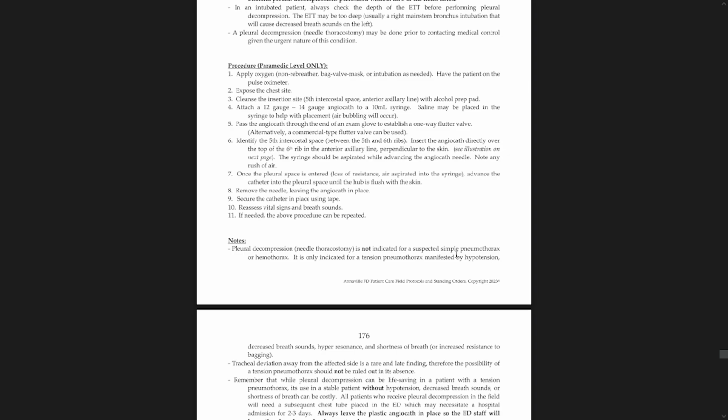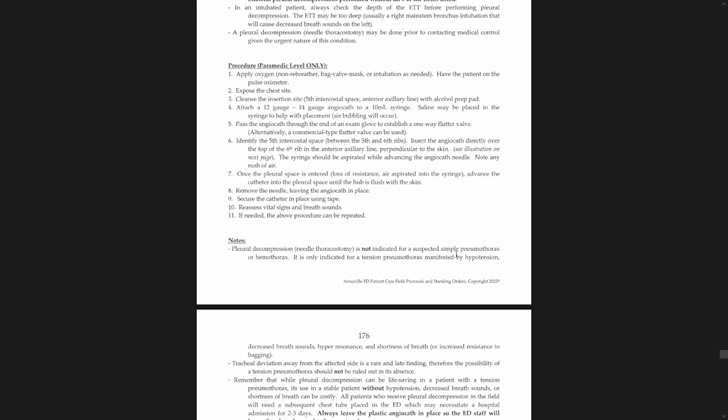See the illustration in the next page. The syringe should be aspirated while advancing the angiocath needle. Note any rushing of air. Once the pleural space is entered, with a loss of resistance and air aspirating into the syringe, advance the catheter into the pleural space until the hub is flush with the skin. Remove the needle, leaving the angiocath in place.